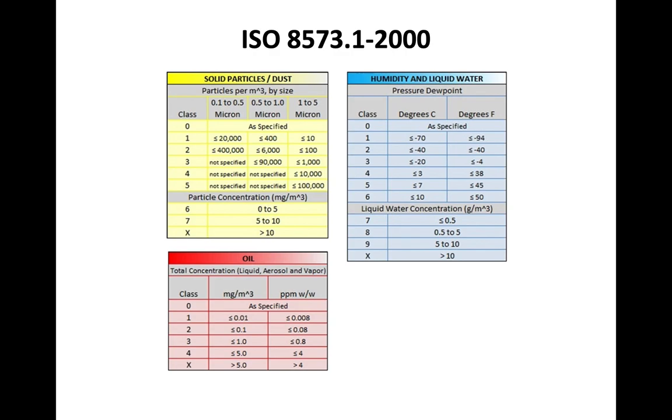Also for the oil content in the compressed air, they classify the oil content in class 0 until class 4, and class X for addition. And then it states the total concentration of oil in milligram per meter cubic, or parts per million.